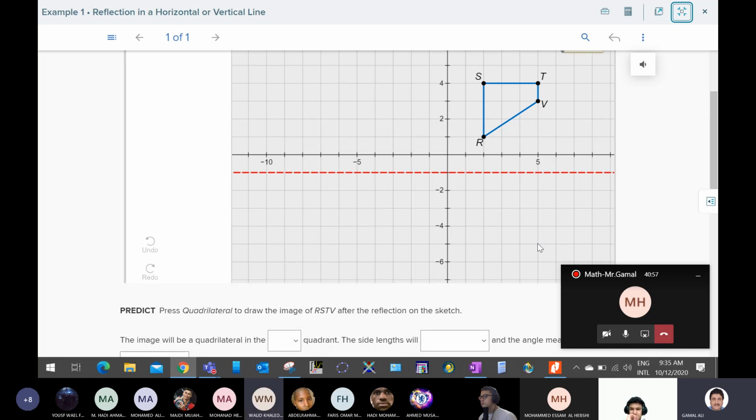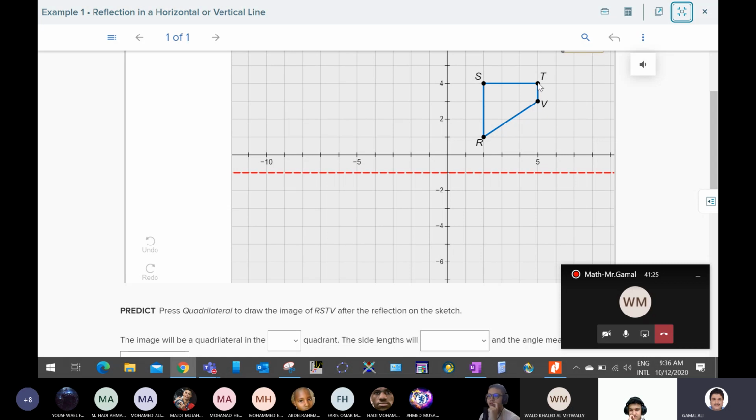The point is located at 5 and negative 5. Yes, 5 and negative 5. Okay, so what is the image of the point D? Count how many units to the line of reflection: 1, 2, 3.